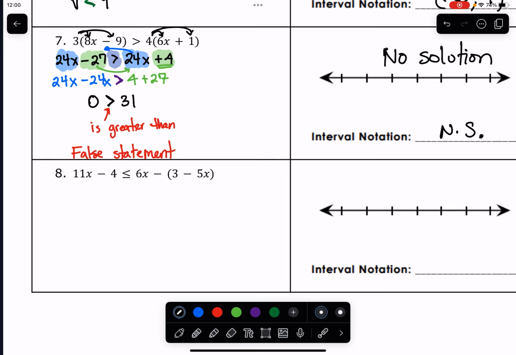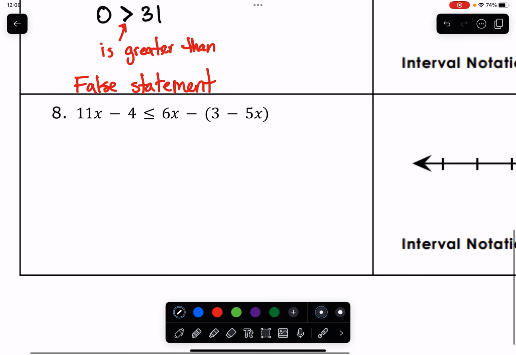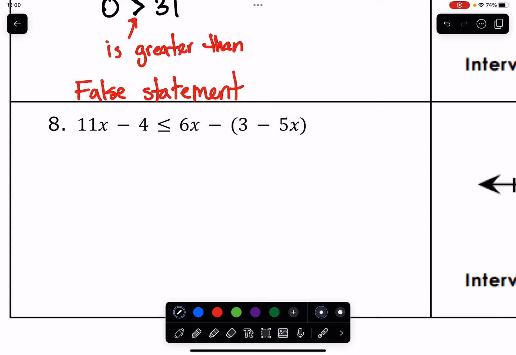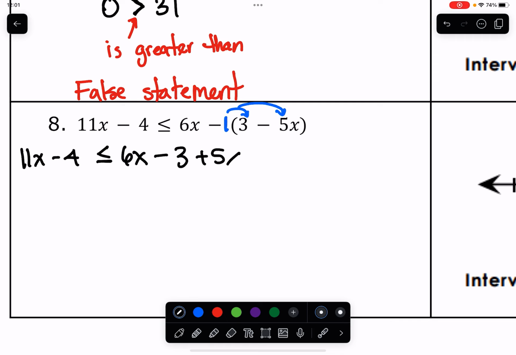Now let's look at the second example. What happens when we have the left side equal to 0, when the variables cancel themselves out? So look at number 8. We'll start by again distributing the negative 1 into this parentheses. On the right we have 11x minus 4 is less than or equal to 6x. Let's distribute again that negative 1, so that's going to become negative 3. Negative 1 times negative 5 is positive 5, so positive 5x.